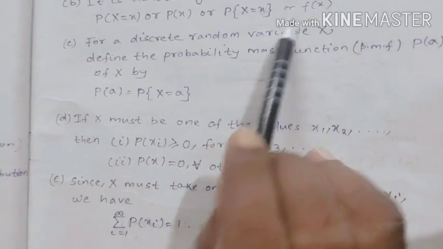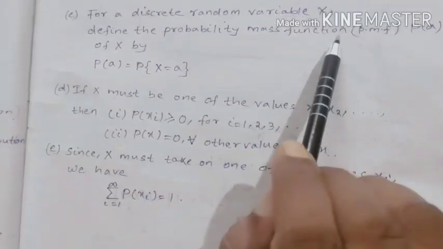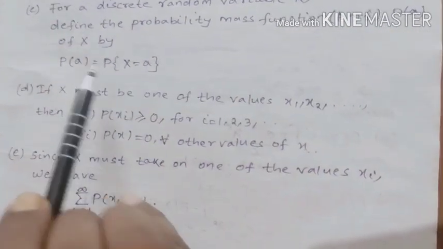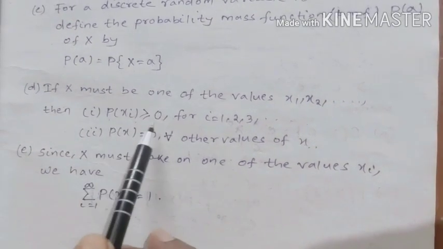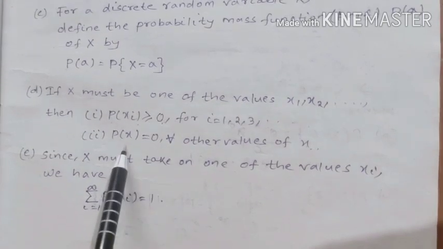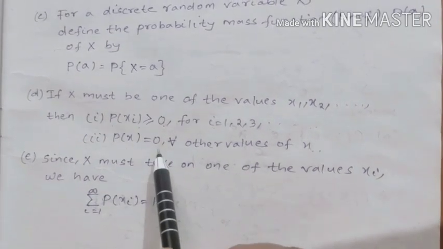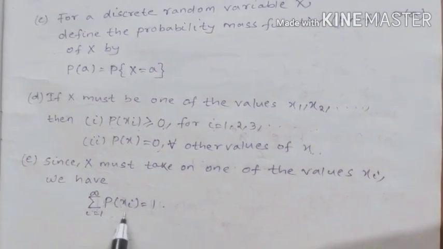For a discrete random variable, define the probability mass function, that is p of a equals P of X equals a, and must be p of x greater than or equal to 0 for i equals 1, 2, 3, and so on. But p of x is equal to 0 otherwise. And the summation of p of x must be 1.